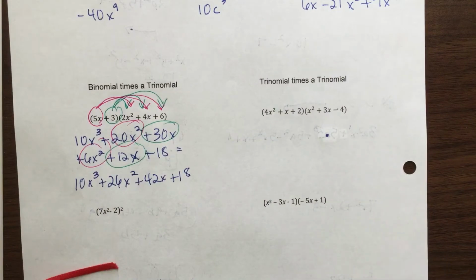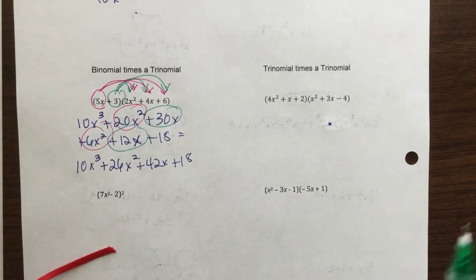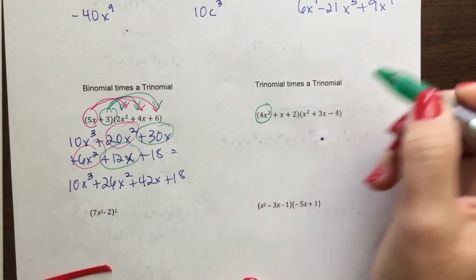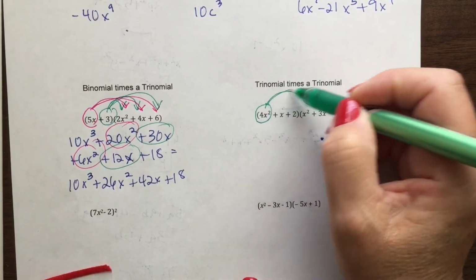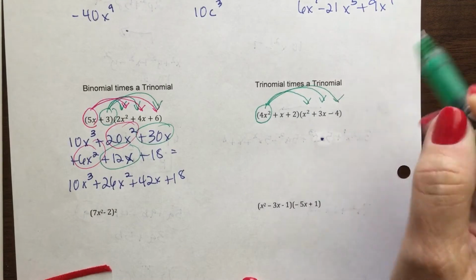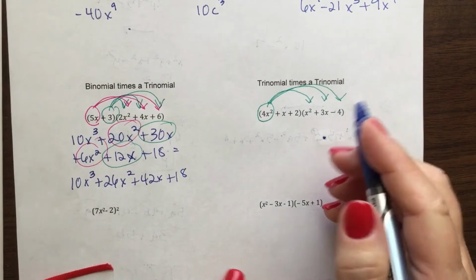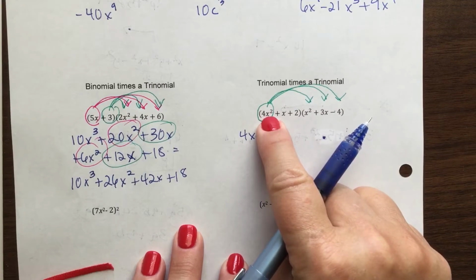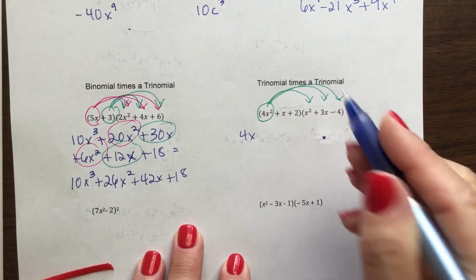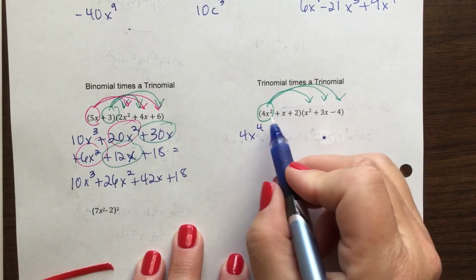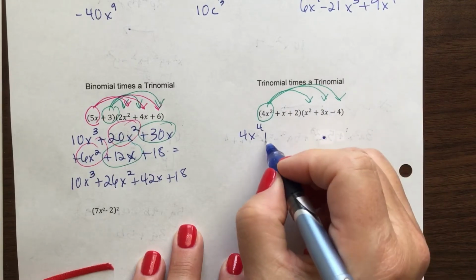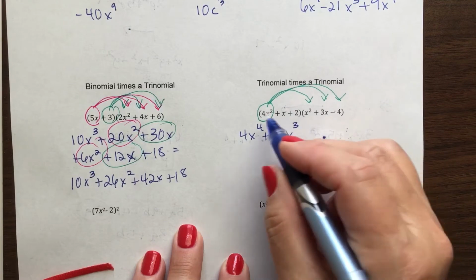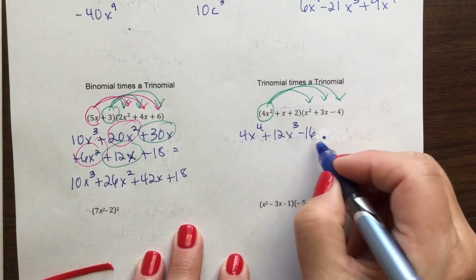Okay, then trinomials. Okay, so we're going to need 3 colors. So I'm going to take this 4x squared, and it's going to get multiplied times 1, 2, 3 things. So that's 4x, but here's an x squared. Here's an x squared, so that's going to get built to x to the fourth. Okay, then 4 times 3 is 12. X squared and an x makes an x cubed. 4 times 4 is 16.